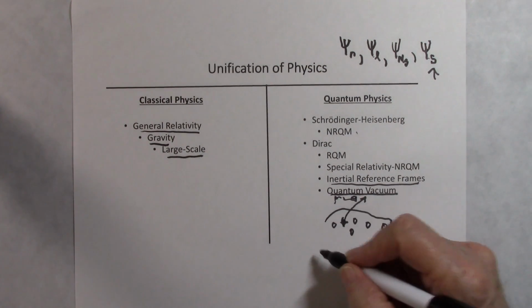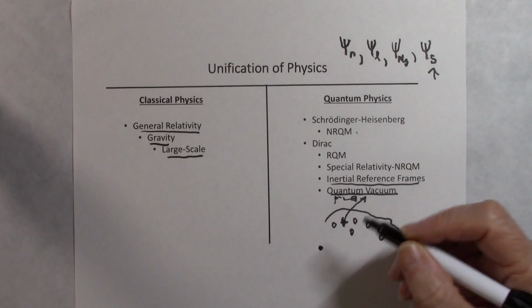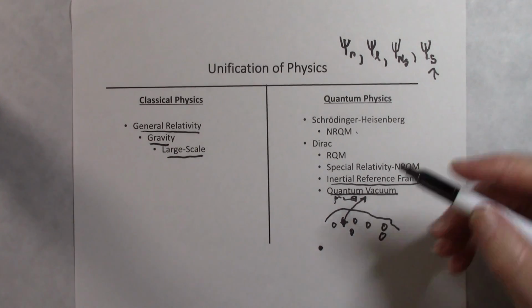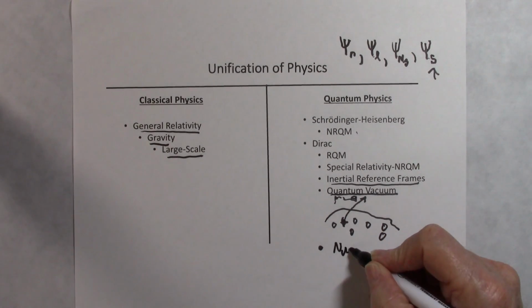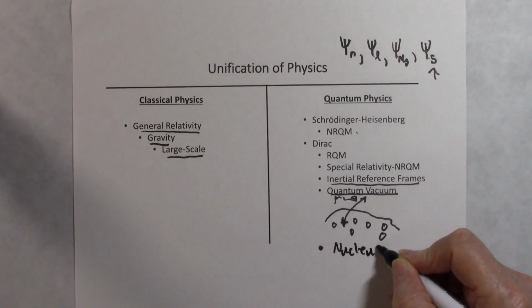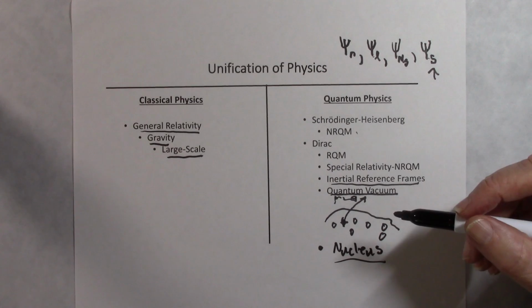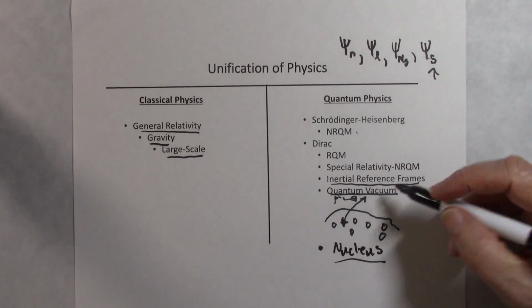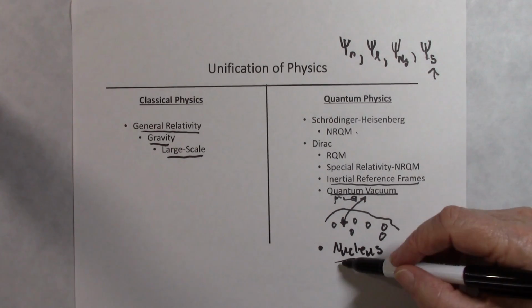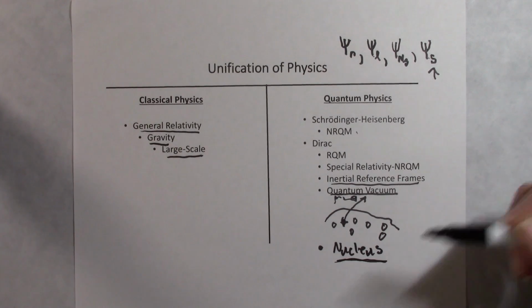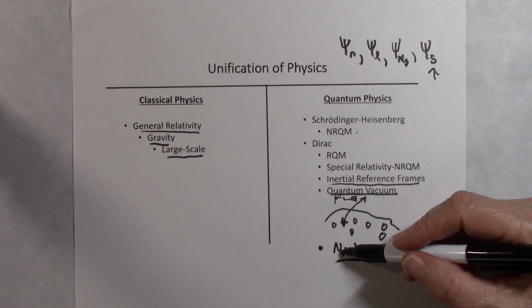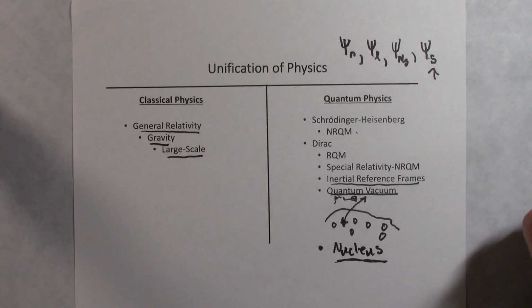Today, we're going to add a new bullet, and it's going to deal with the nucleus of an atom. It turns out that Dirac's theory completely describes how the electrons move around, but there's no theory yet, or any kinds of ideas about the characteristics of the nucleus. And so that's what we're going to discuss today.